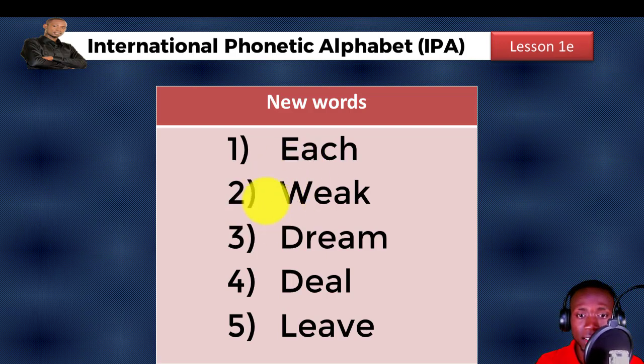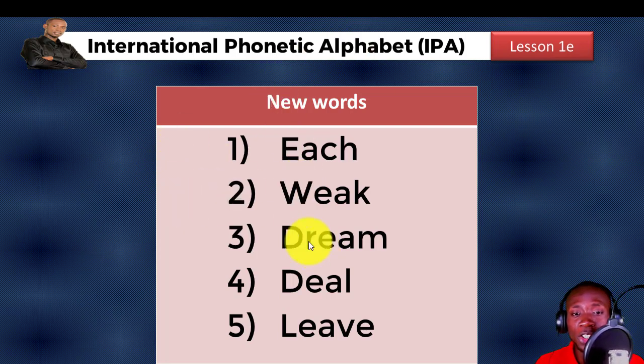And I say weak. Weak. When something is not strong, okay? You are strong. You are not weak. And after that we say dream. What is your dream? Your dream is to speak English like a native. You want to sound native-like. That is your dream. Dream.